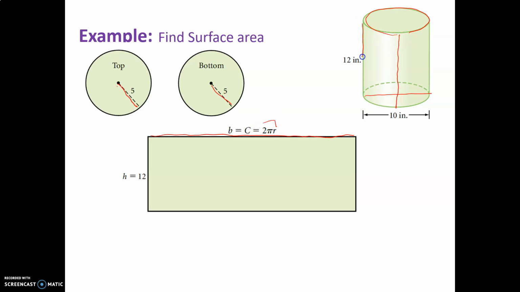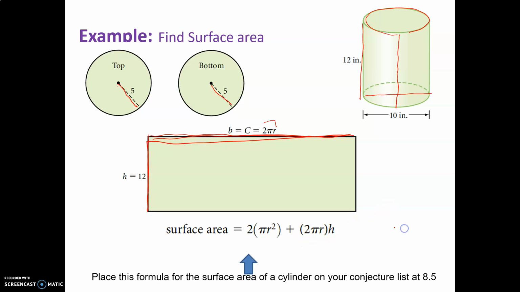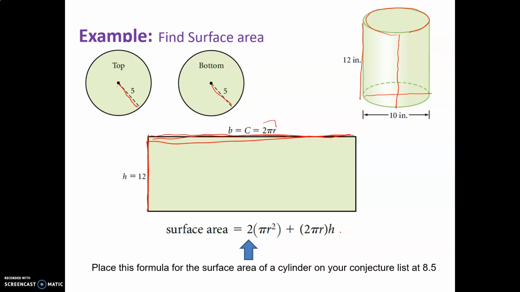And then the height is the height of the object, which was 12. So therefore, the surface area would be 2 pi r squared, 2 circles, plus base times height here, 2 pi r times the height. And then it says, place this formula for the surface area of a cylinder on your conjecture list at 8.5. So at 8.5, it does say surface area of a cylinder.